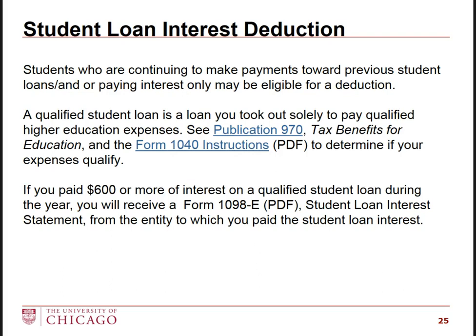If you paid $600 or more of interest on a qualified student loan, you should receive a 1098-E student loan interest statement from the entity or lender to which you paid the interest.